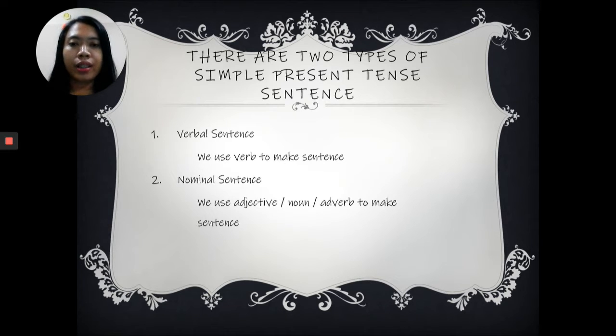We use adjective, noun, or adverb to make sentence. Jadi dalam kalimat nominal sentence, kita tidak menggunakan verb atau kata kerja. Tapi kita menggunakan adjective, kata sifat, noun, kata benda, and adverb, kata keterangan untuk membuat kalimat ini.